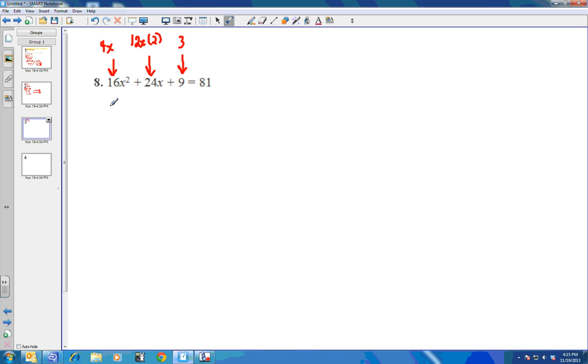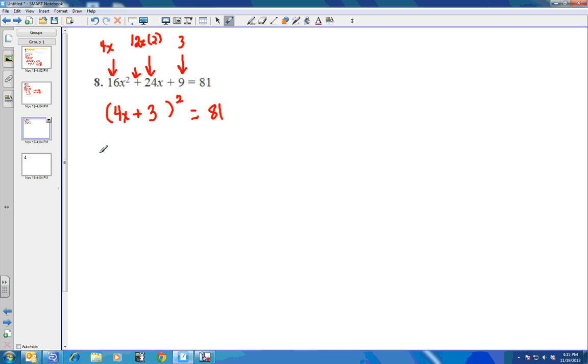So I can use the shortcut to factor this. The shortcut is this term, 4x, this sign, which is plus, this term, which was 3. So it's 4x plus 3 quantity squared. I could use my box to factor this, set this equal to 0, use my box, but it's going to be a lot more work. So 4x plus 3 quantity squared equals 81.